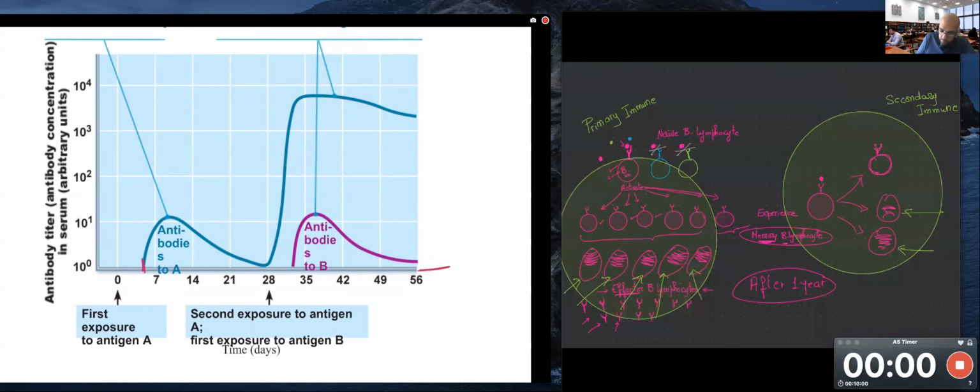This is the time on the x-axis. And this is the number of immunoglobulins that you have been producing. So in a primary immune response, this was my first exposure to the antigen. The first time I've been exposed to the antigen, antigen A. So what happens on day zero, this is the time when I got exposed for the first time. It took me 7 days for me to see immunoglobulins rising in my blood.